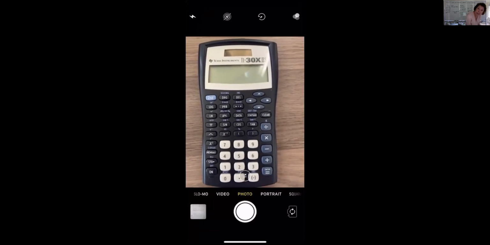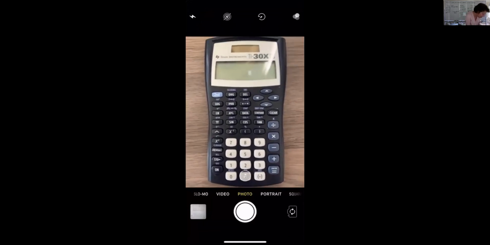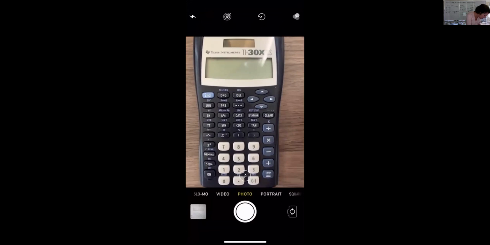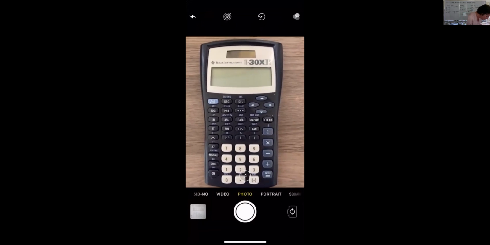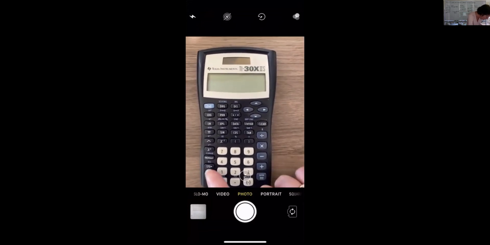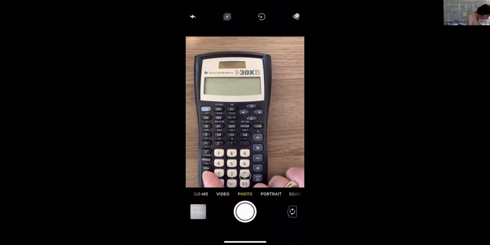Okay. Now, I have here the TI-30X2, which is the one that you were supposed to get. I'm sorry, there's a little reflection there. And if you have a different one, that's okay. But let's go ahead and turn it on. The on key is down here in the bottom left.